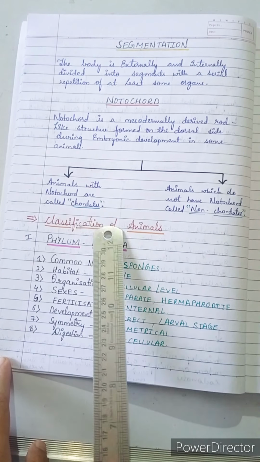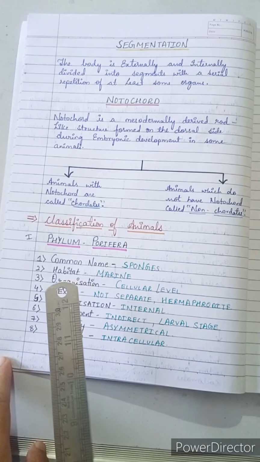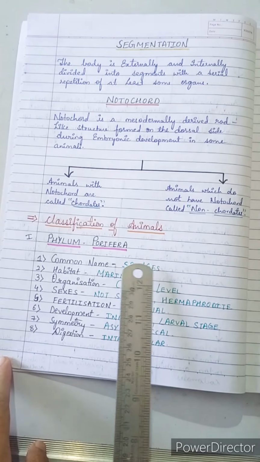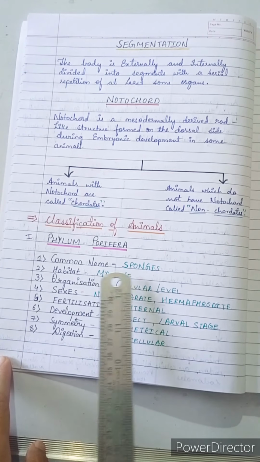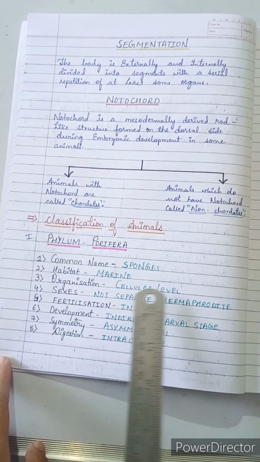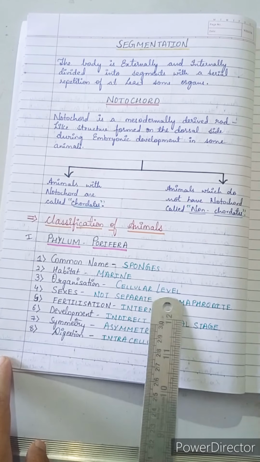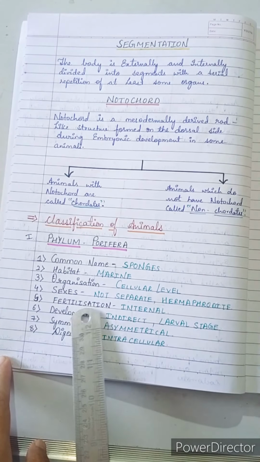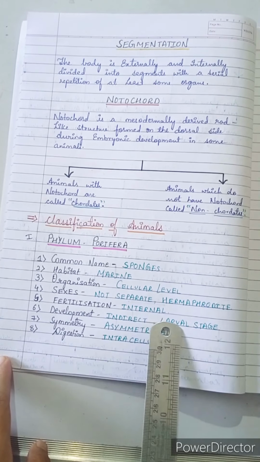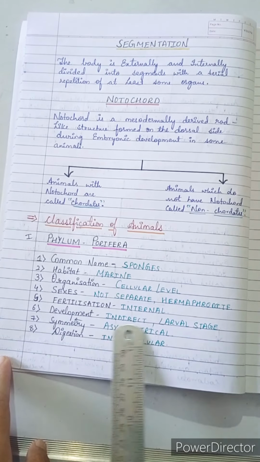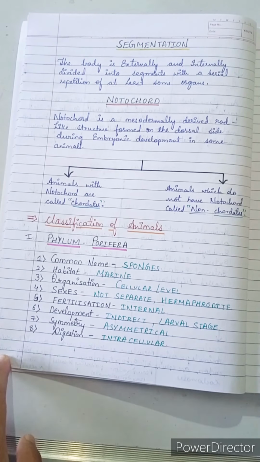Next is classification of animals. We'll see the first phylum of animals, that is Porifera. Its common name is sponges. Its habitat is marine. The organization is cellular level. Sexes are not separate; these are hermaphrodite. Fertilization is internal. Development takes place indirectly, that is through the larval stage. Symmetry is asymmetrical. Digestion is intracellular.